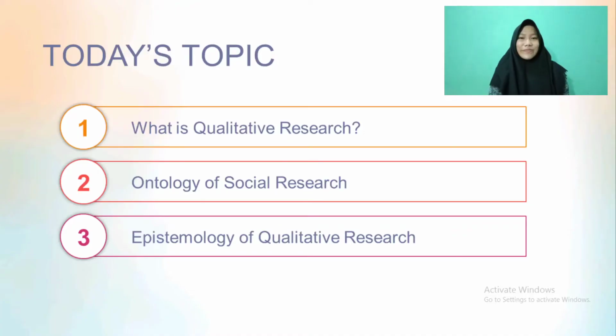Let me start by giving you some background information. Here I have three main points for today's topic. The first is, what is qualitative research? The second is ontology for social research. And the last one is epistemology of qualitative research. Let's jump into the first topic.